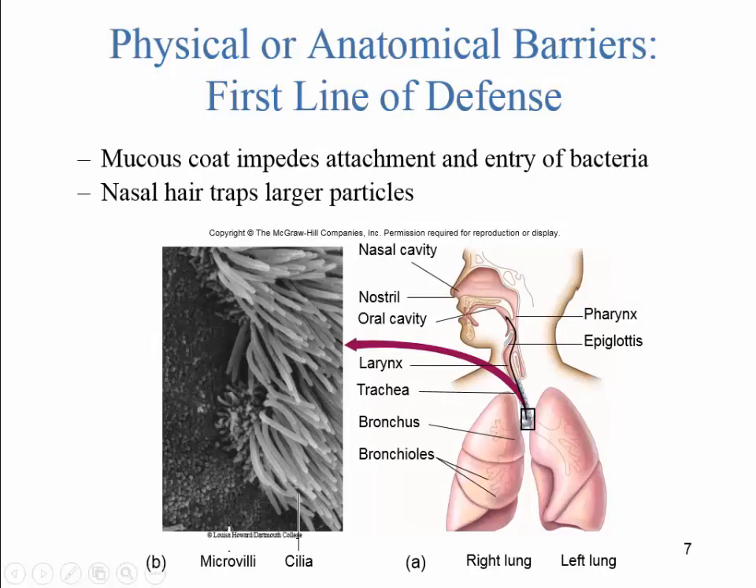A physical barrier in our respiratory tract is both the mucus and our nasal hairs, which trap large particles, and the cilia that then brush the mucus along, keeping the particles out of the airway.